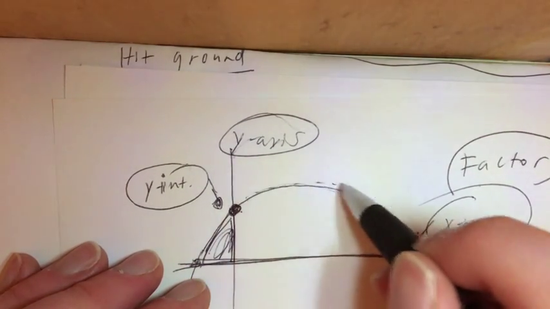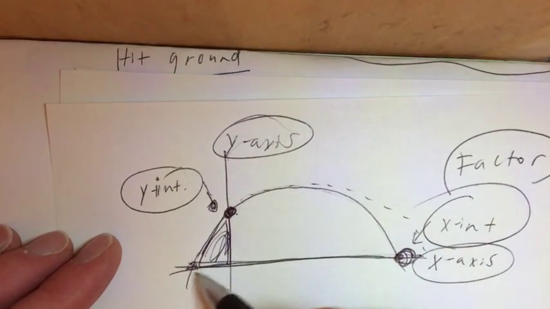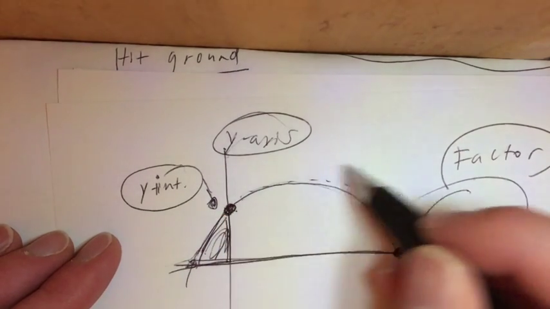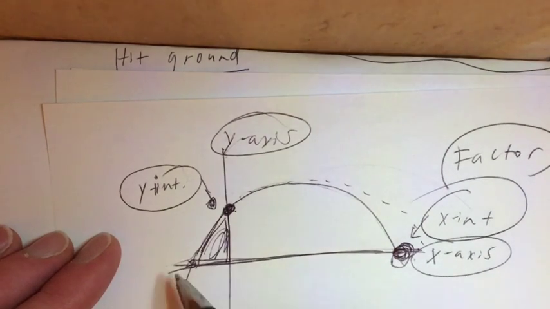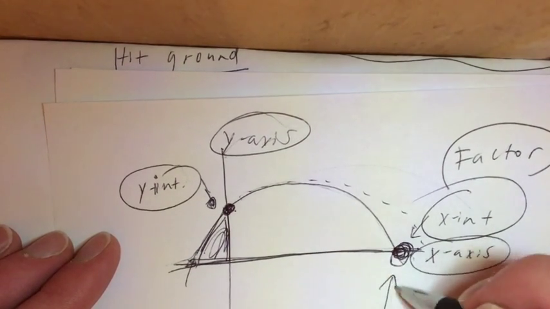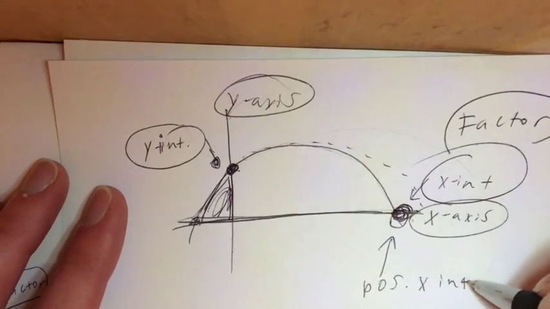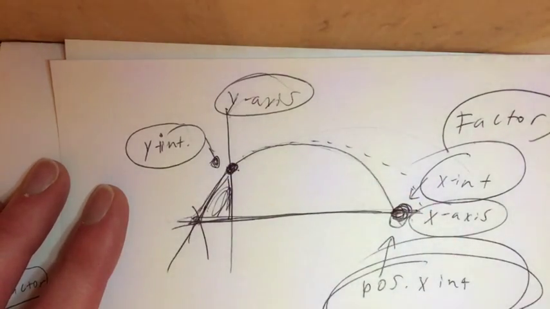Someone launched off a ramp. First of all, where they would hit would be over here, on the positive side of the x-axis. They wouldn't hit over here. This is kind of where they started, going up the ramp and then going over. This would be the x-intercept that I would want, not this one. So I want the positive x-intercept. That's the one I want. I don't want the negative one. I don't care about that one. I want the positive one.